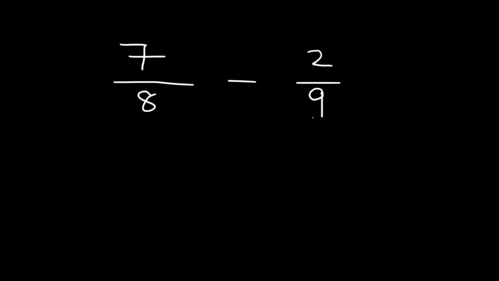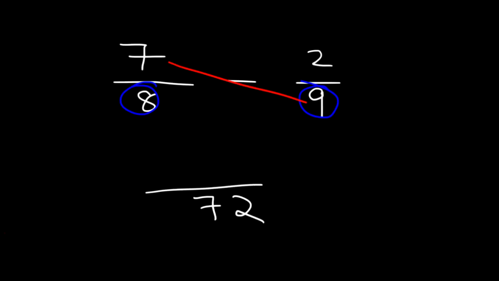Let's try another example. Let's say we want to subtract 7 over 8 minus 2 over 9. Let's use the same technique. Let's multiply the two denominators, 8 and 9, which is 72. And then the next one is going to be 7 times 9, which is 63, minus 8 times 2, which is 16.